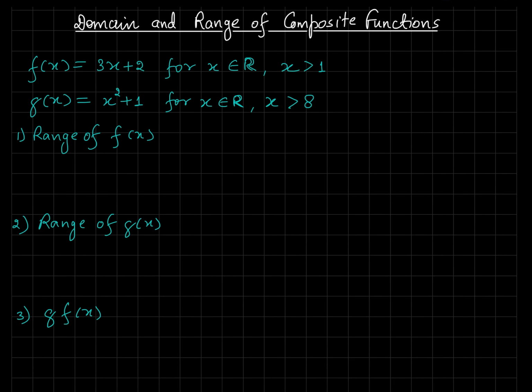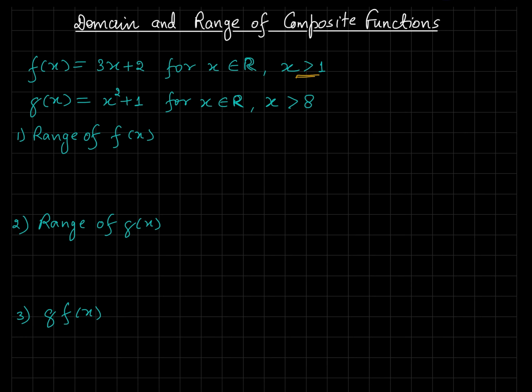Hello, let's learn how to find out domain and range of composite functions. So the first function given is f(x) = 3x + 2, which is a straight line, and the restriction given is x is greater than 1 and x belongs to all the real numbers. Since it is a straight line, all the numbers which are greater than 1 are included in the function. So we can find out 3 times 1, which is 3.